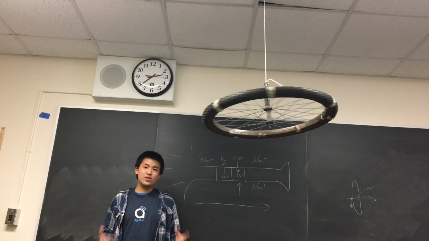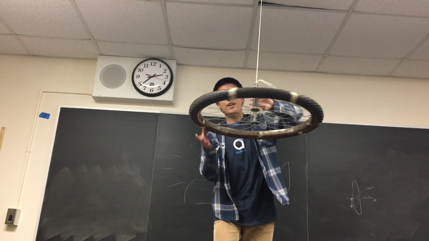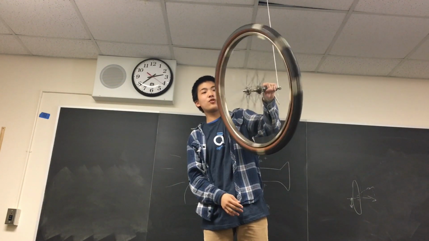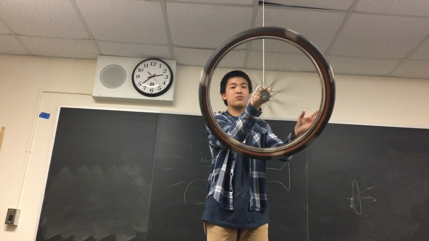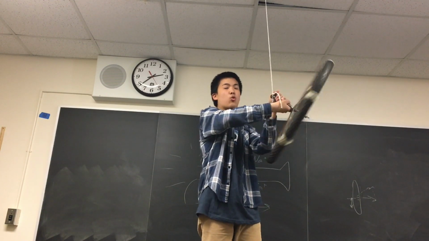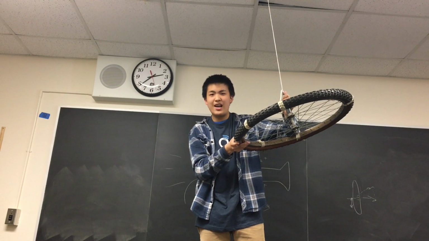So now, what is precession? Well, precession is defined as the slow movement of the axis of a rotating body around a different axis called the precessional axis due to the presence of a torque. Let's see this definition in action.